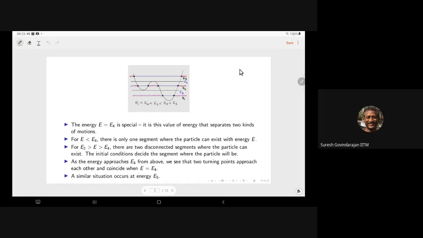For E equal to E4, the energy is special. It is this value of energy that separates two kinds of motion. For E less than E4, there is only one segment where the particle can exist with energy E. These are all things which I have just said, so I will pause here. Are all these statements clear to you?